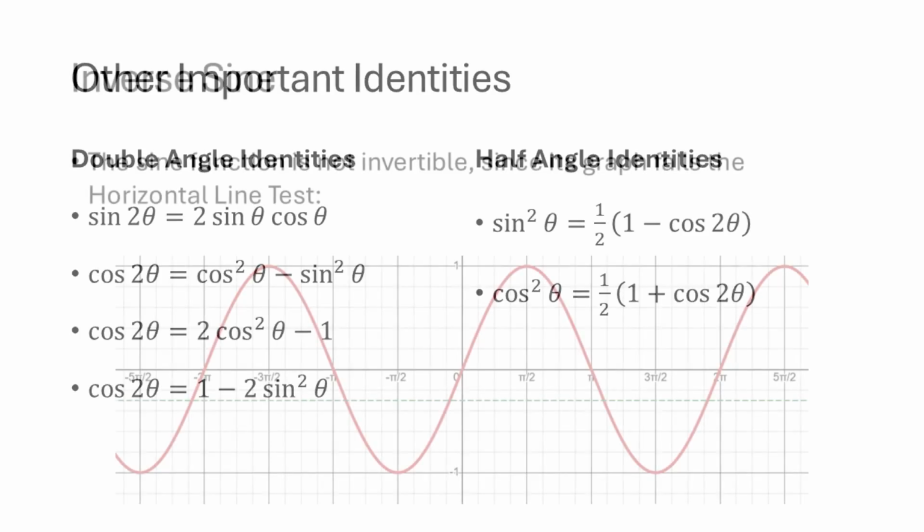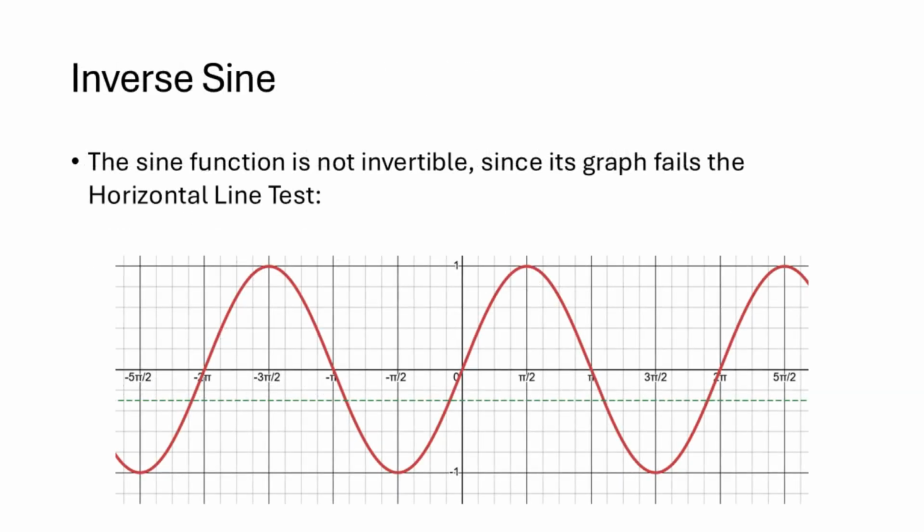Now, something else that we want to do with our trig functions is find inverses. But if we look at, for example, the sine function, that function is not invertible because it doesn't pass the horizontal line test.